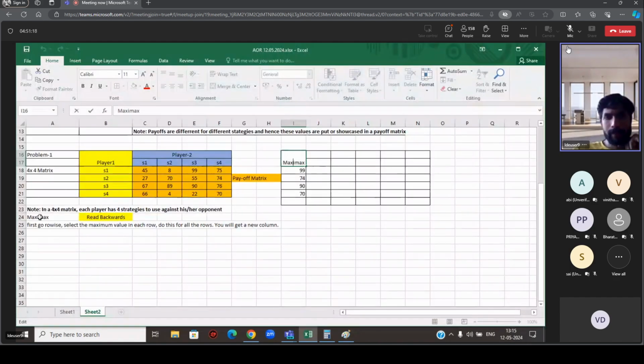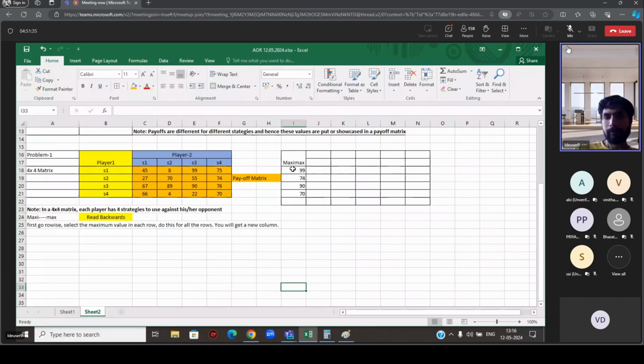I have written it here: maxi-max, read backwards. What does that mean? Read from the back. Maxi-max means first maximum, then again maximum.